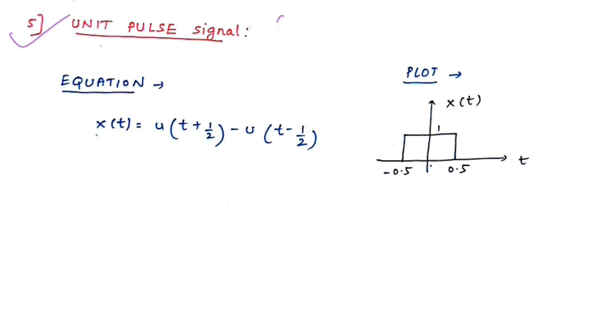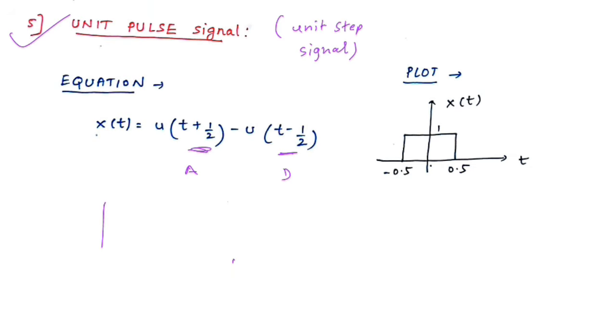Now this signal is made with the help of the unit step signal, so for that you should have the knowledge of the unit step signal. There are operations like advance and delay, which you will study in operations on signals, so you don't have to worry about the logical explanation of that. You should know the equation and the graph. So x of t is equal to u of t plus half minus u of t minus half.